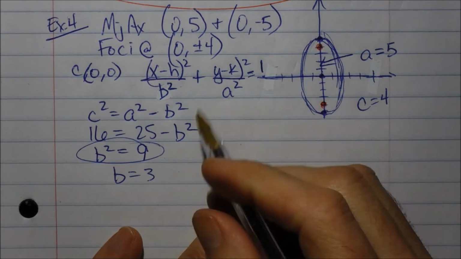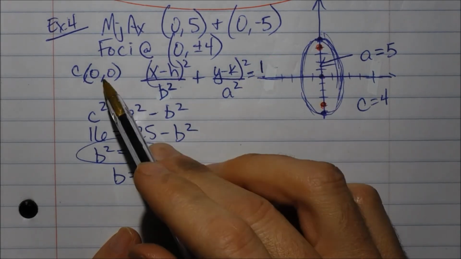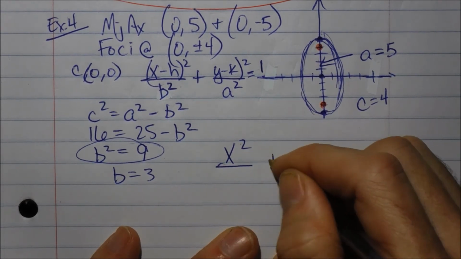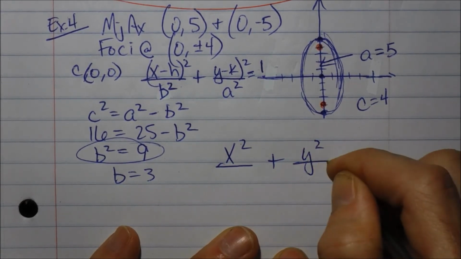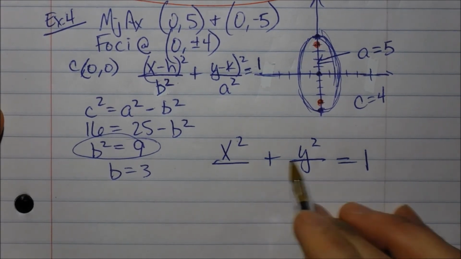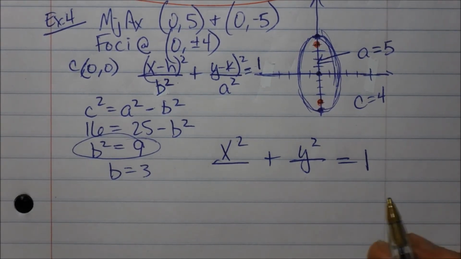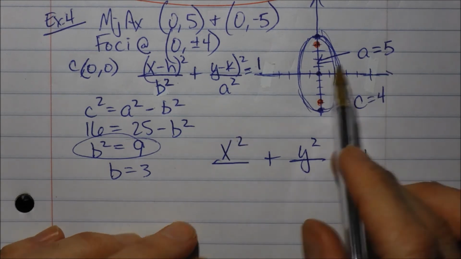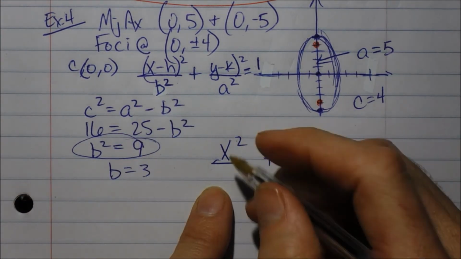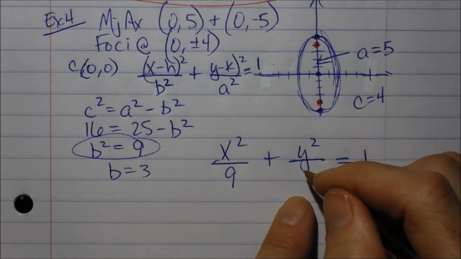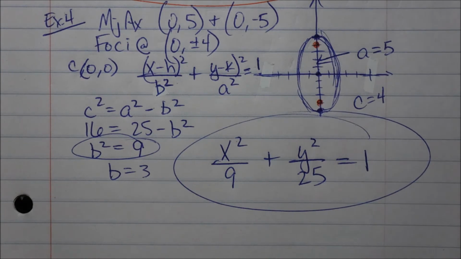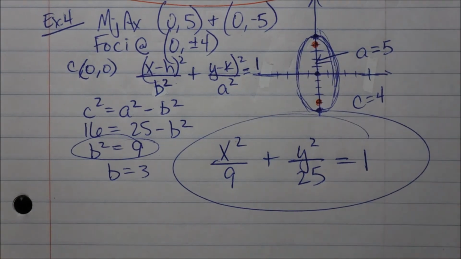Let's write that equation. So here we go. HK is at 0, 0, so we're just going to go x squared over and y squared, and this is equal to 1. All right? X minus 0, y minus 0, quantities squared, over a squared and b squared. So b squared, we're going to start with the b squared. You said 9. Good. And 25. And that's it. Okay.